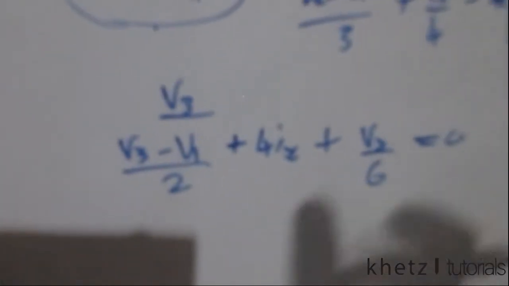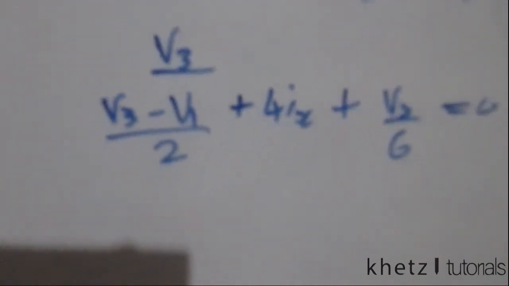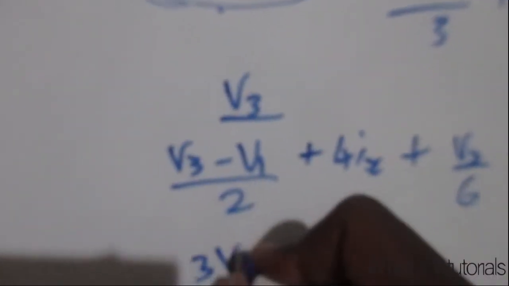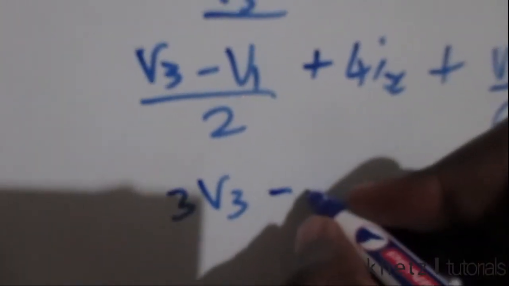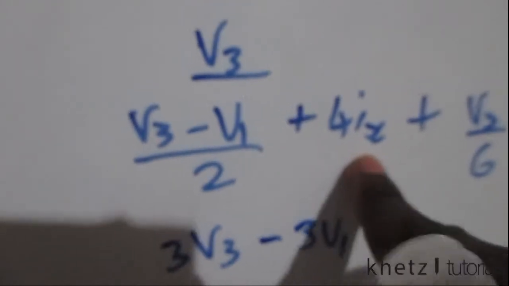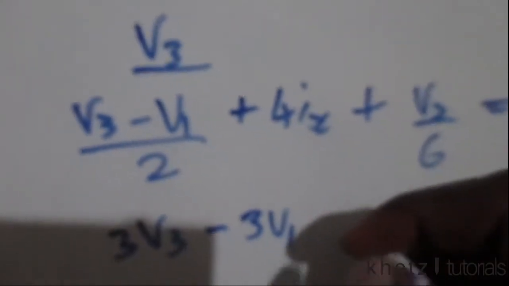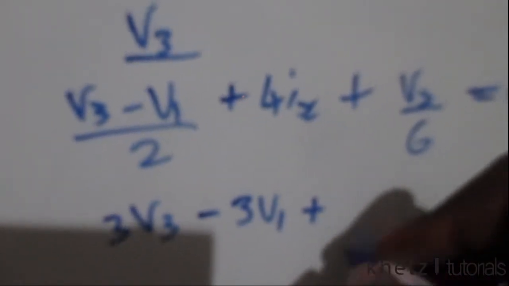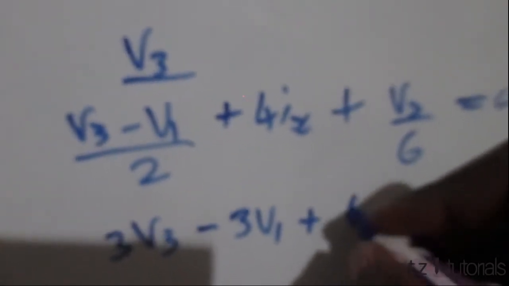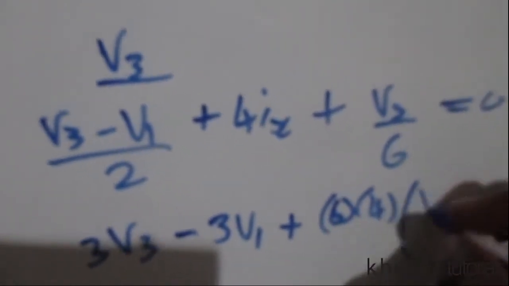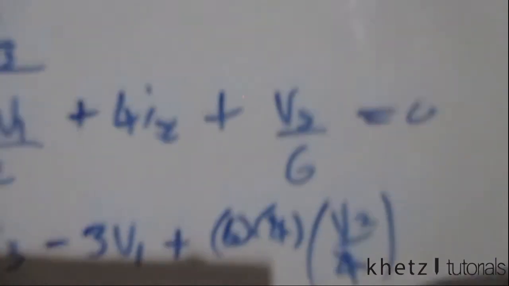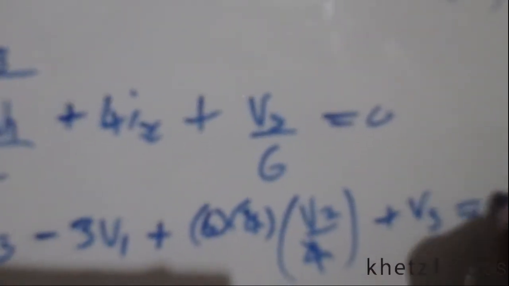So now we move on to the third equation. Let's simplify it. We're going to multiply everything by 6 in this case. So we have 3V3 minus 3V1. And we said Ix is V2 over 4, so plus 6 multiplied by 4 multiplied by V2 over 4. That cancels out, and you're only left with 6V2. And finally, we have plus V3 equals 0.